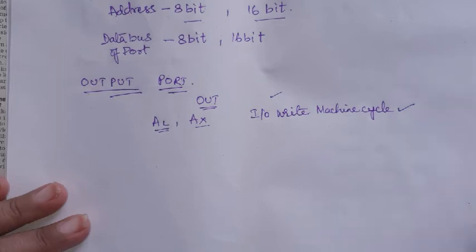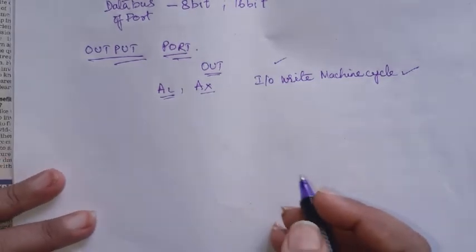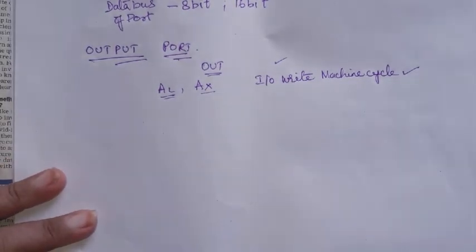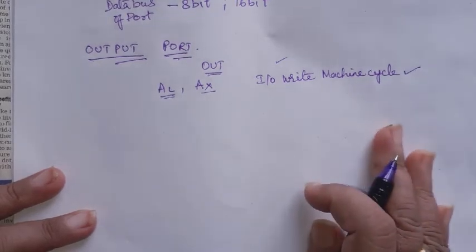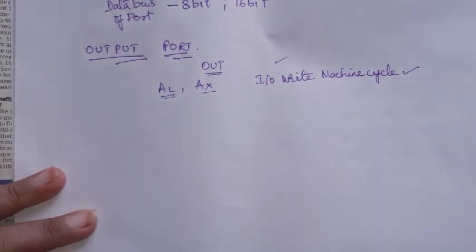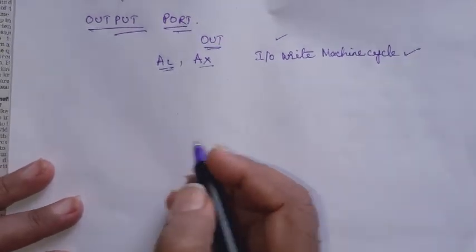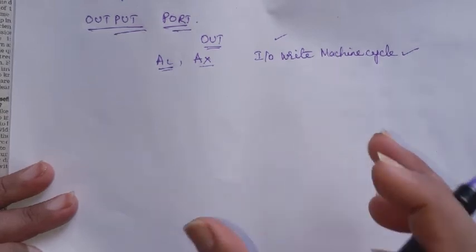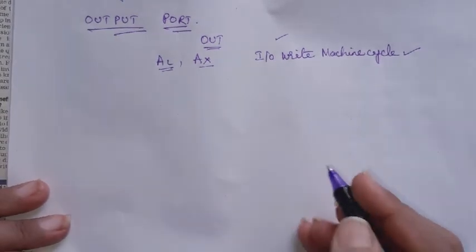Whenever you connect an output device, you need a latch at the output side to hold the data for the output port. Even in the case of memory, latches and tri-state buffers are present, but they are internal to the chip. Here in the port there is no latch internally, you need to connect it. So let's see the basic connection, how an output device is connected to the processor.